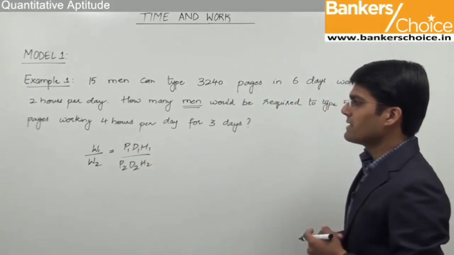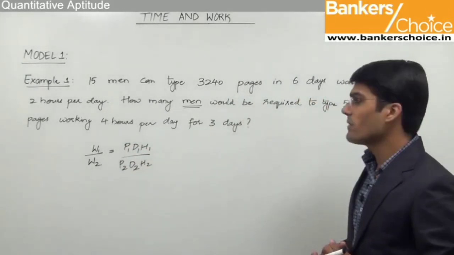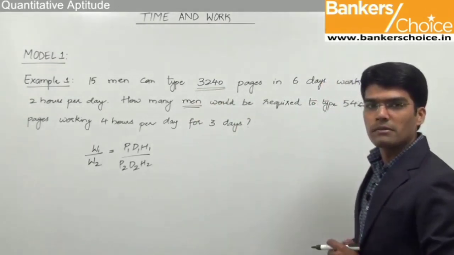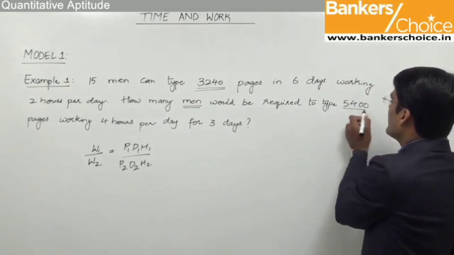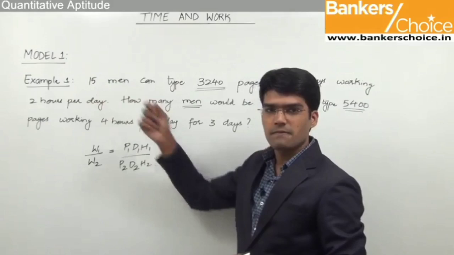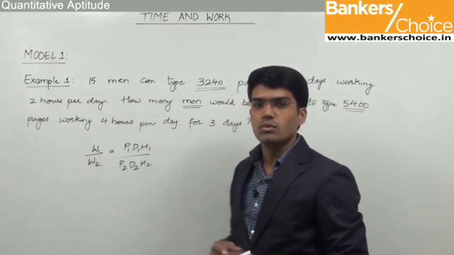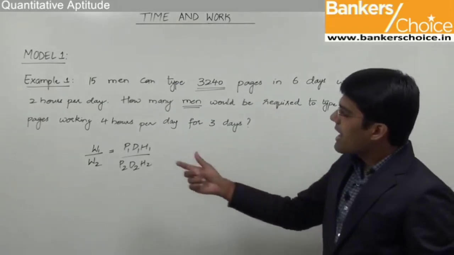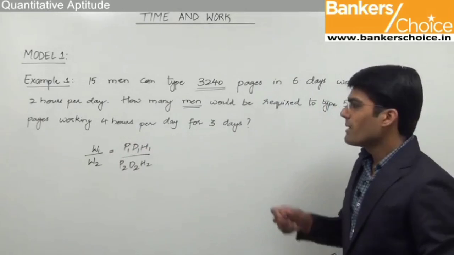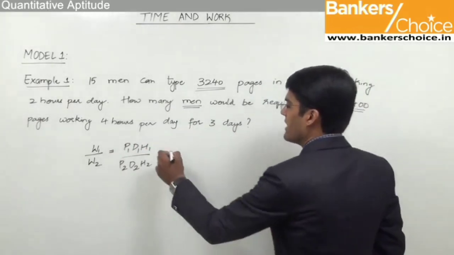Now, as we can see from the question here, the work here is nothing but typing the number of pages. So we can say that the work in the first case is 3,240 pages, and the work in the second case is 5,400 pages. The number of persons in the first case is 15, number of days is 6 and number of hours per day is 2. The number of hours per day in the second case is 4 and number of days will be 3. So by substituting these values in this equation, we can get the required answer. So let us try to get the answer here.